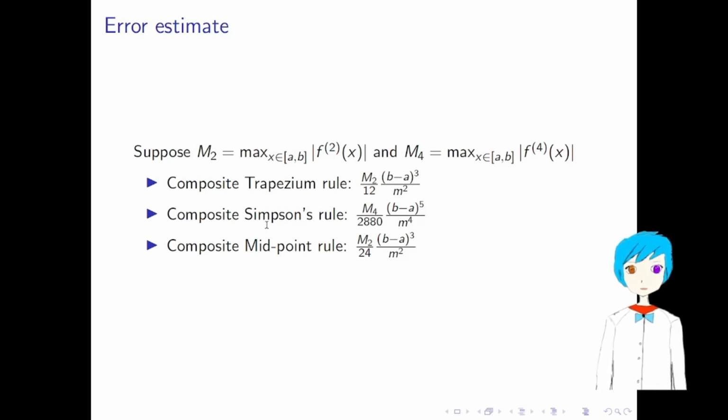The error estimate for the composite Simpson's rule will be M4 divided by 2880 times (b minus a) to the power 5 over m to the power 4. So the convergence rate of the composite Simpson's rule is big O of 1 over m to the power 4. So we can see that the composite Simpson's rule converges faster than the trapezoidal rule. Finally, for the composite midpoint rule, the error bound will be M2 over 24 times (b minus a) cubed over m squared. So the convergence rate of the composite midpoint rule is the same as that of the composite trapezoidal rule.